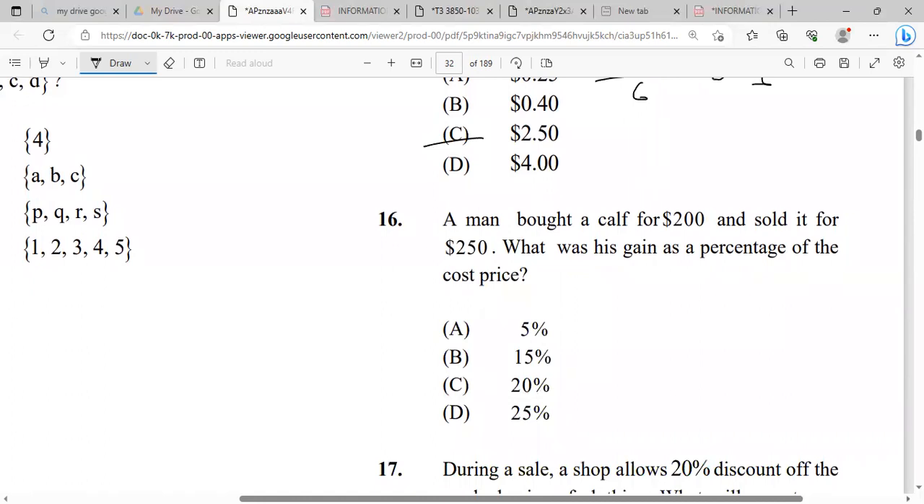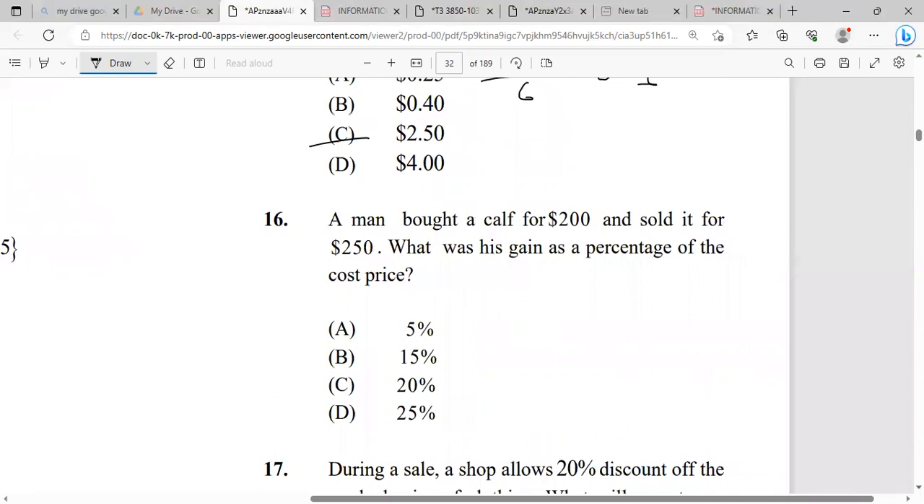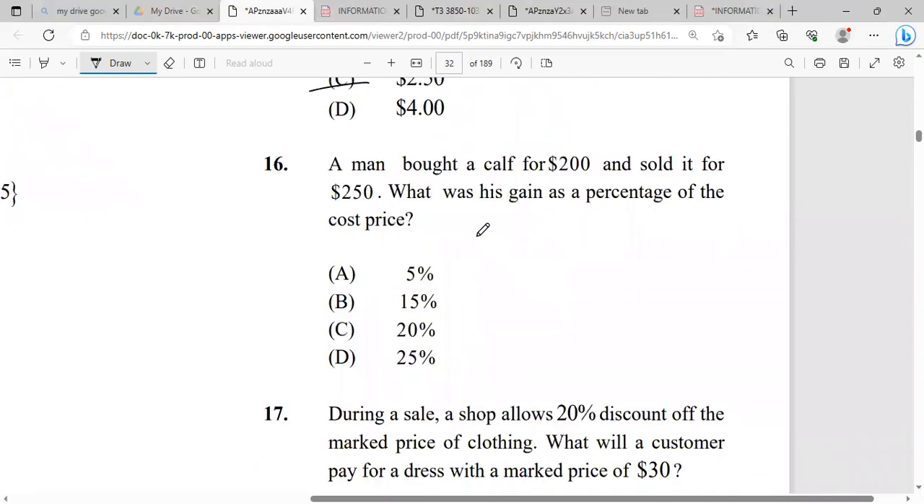A man bought a car for $200 and sold it for $250. What was his gain as a percentage of the cost price? Of course, we know that the gain would be $250 minus $200. So your profit is the selling price minus the cost price. So that's $50. You gain 50, and I say off the cost price. So its cost price to you was 200, and then we times it by 100, and that's it. You don't want to complicate these simple maths, guys. You want to ensure that you get maximum marks, and then 2 into this goes 25 times.